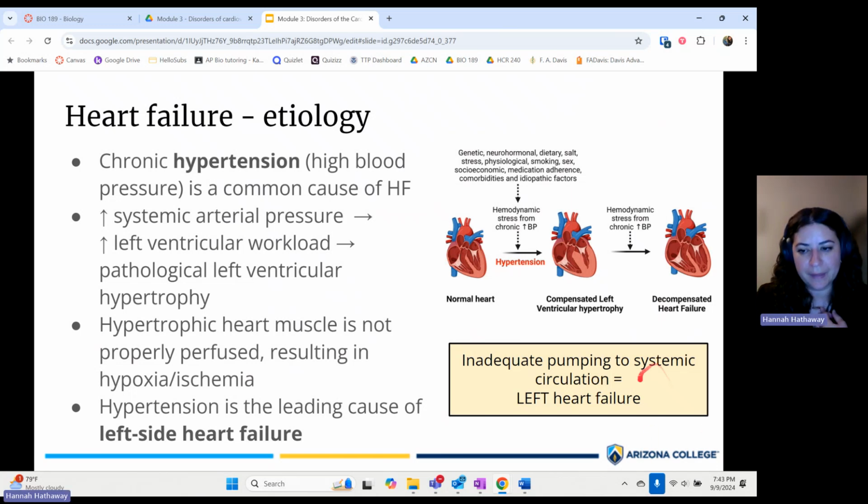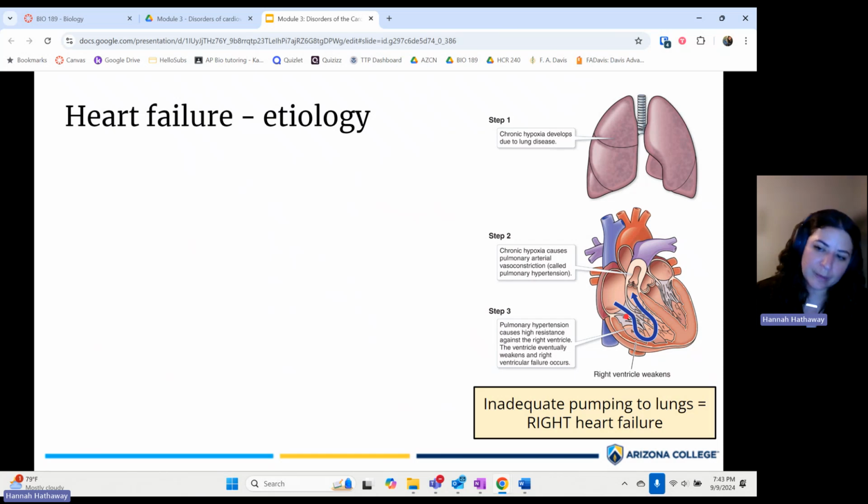Once again, inadequate pumping to the systemic circulation, you think left-sided heart failure. Okay. That's left heart failure. Let's think about right heart failure.